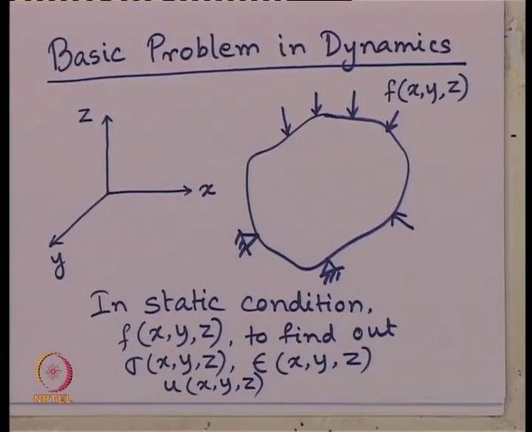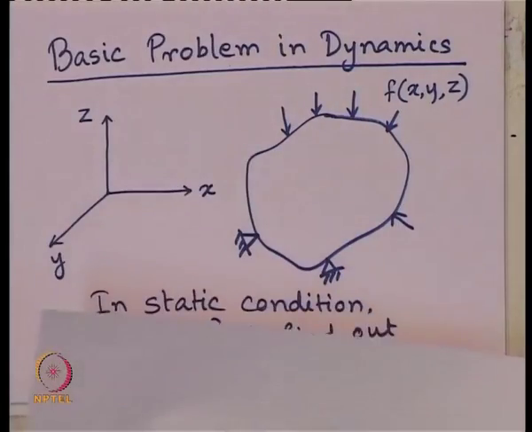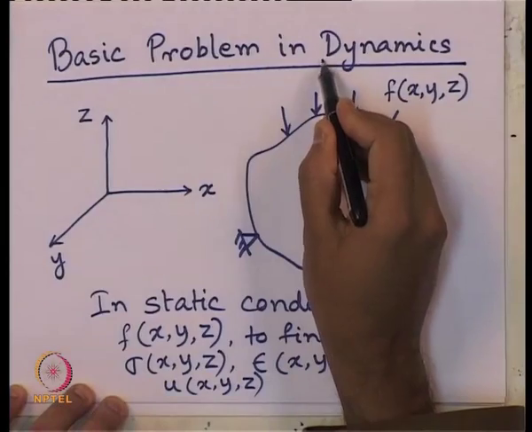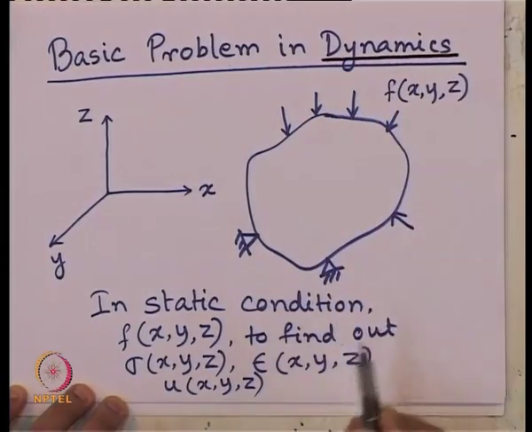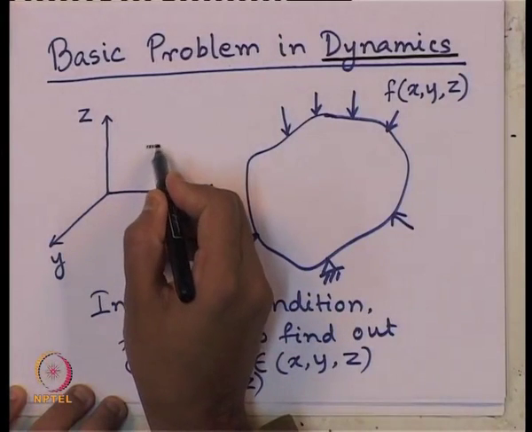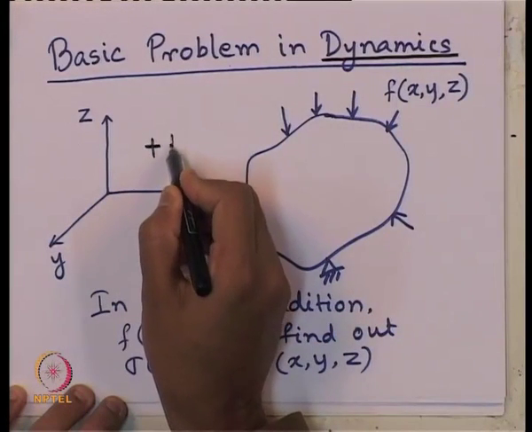And when we are talking about a problem in dynamics, what is the major difference from the problem in static? One additional parameter gets involved when we talk about problems in dynamics. So, along with this coordinate system, now the additional parameter is time.